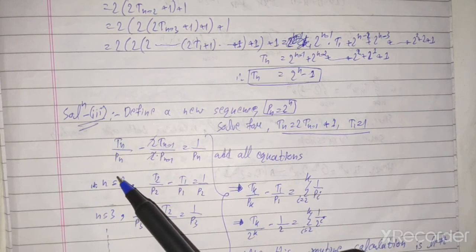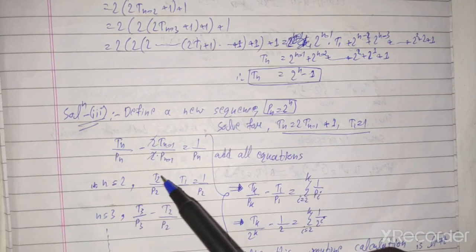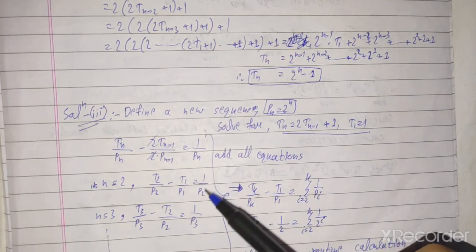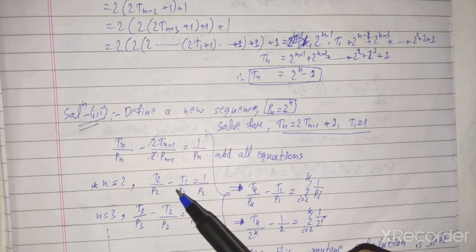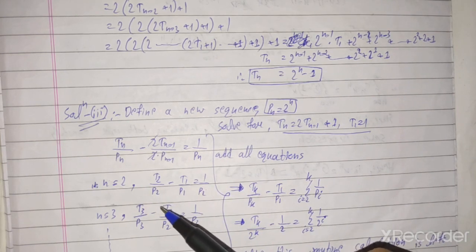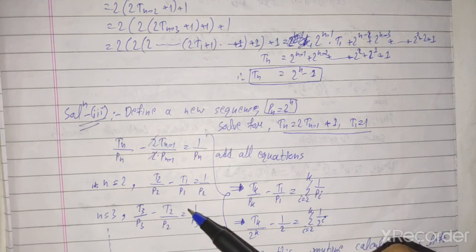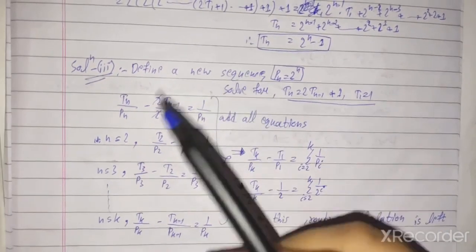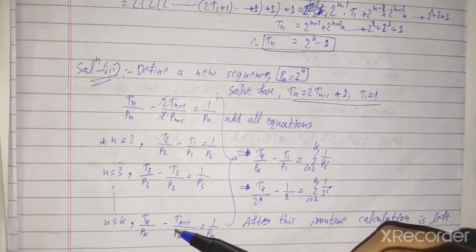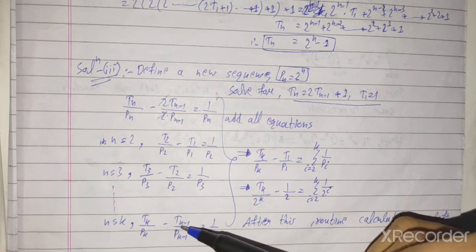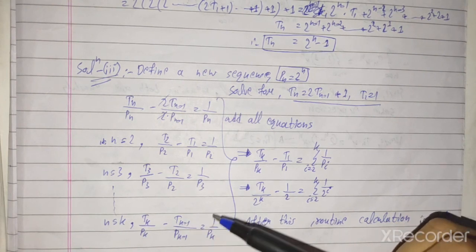Now if you put n equal to 2, you will get t2 by p2 minus t1 by p1 is 1 upon p2. If you put n is equal to 3, t3 over p3 minus t2 over p2 is equal to 1 over p3, and similarly n is equal to k, tk by pk minus t(k-1) over p(k-1) is equal to 1 over pk.